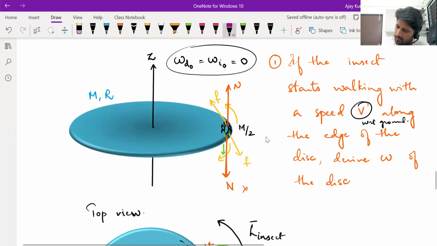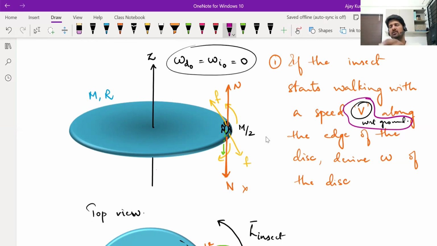Now in the problem, I highlighted this: speed is v with respect to ground. Why did I mention that? Because these are the forces acting as seen from the ground. What do you mean? If you see from somewhere else, will some additional forces act? Yes. If you take a point on the disk as the reference, the whole disk is rotating, so a point on the disk will also be rotating. Anything which is moving in a circle is accelerated. If you take a point on the disk as the reference, it becomes an accelerated reference frame.